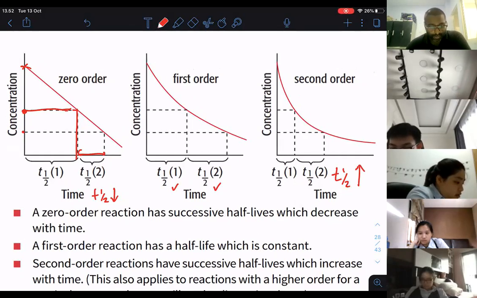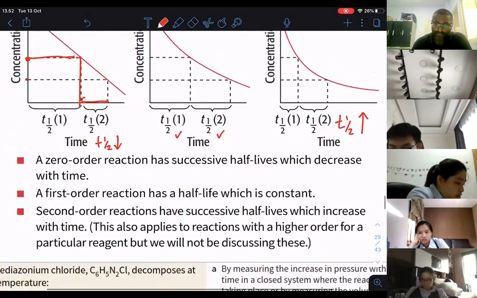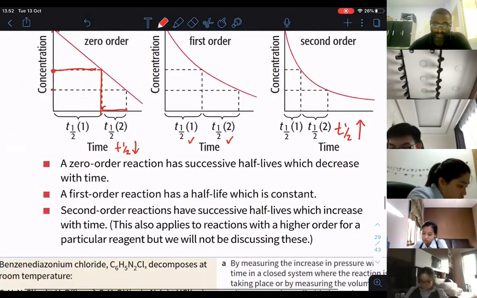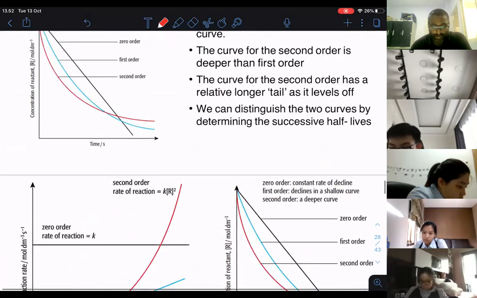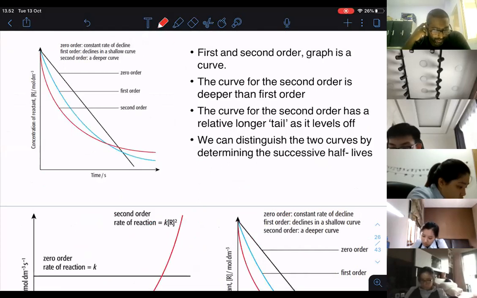So here, you can see a zero order has successive half-lives which decrease with time. First order half-life is constant. Second order is going to be successive half-lives which increase with time. So please take note of this. I think this one we have covered earlier.